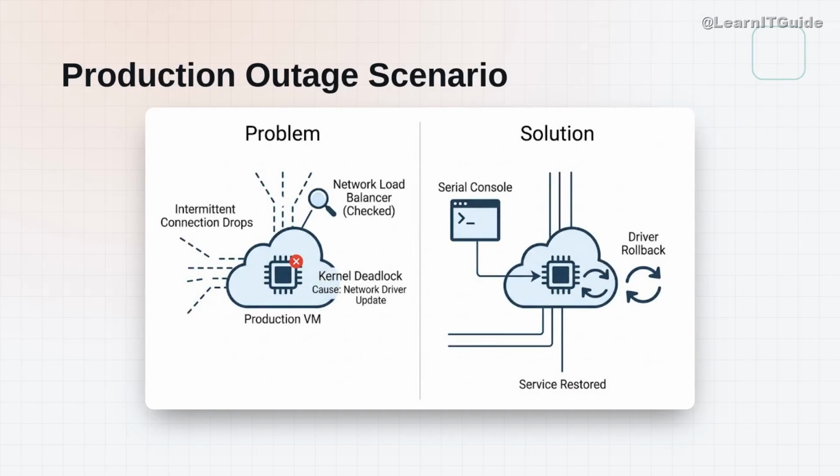Let me share a real-world scenario. An online healthcare scheduling platform serving 5 million appointments per year experienced intermittent connection drops. After hours of checking network load balancers, the team was stuck. They finally used the serial console to find a kernel deadlock. This was caused by a network driver update that had been applied globally. Rolling back that driver restored their service in minutes. This shows why the serial console is essential.